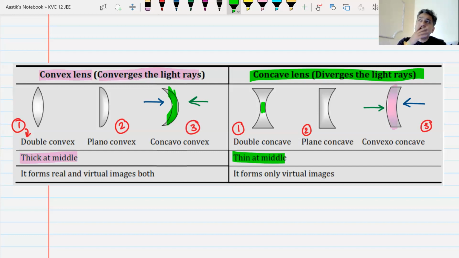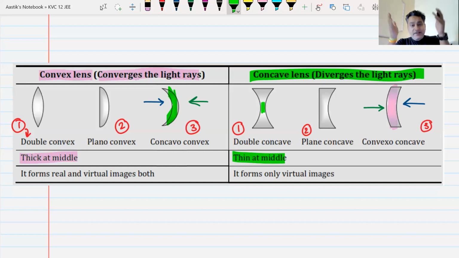Now, remember, let me ask another question. Can a concave mirror become a convex mirror? I asked you, can a convex lens become a concave? And I said, yes. Lenses can be changed. A convex one can become a concave. Can a concave mirror become a convex mirror? No, sir. These are the two questions that we'll try to answer.